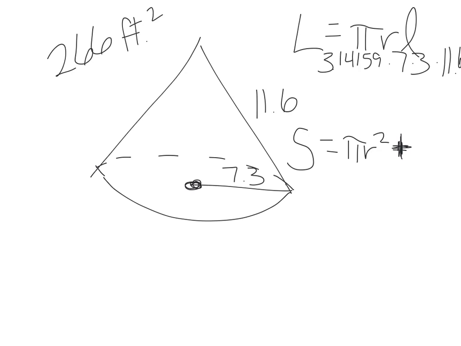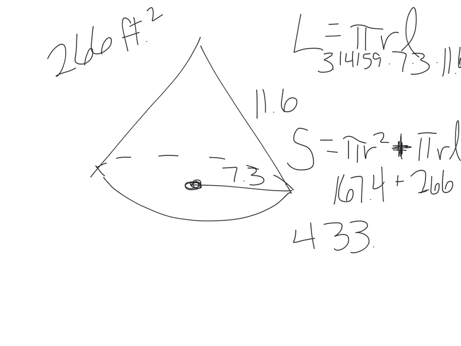Now, for the total surface area, and if I add this here, pi r L, we already know that's 266. All I need to do to that is I need to do pi times 7.3, that is the radius, 7.3 squared equals 167.4, and I add that to the 266, and the total surface area should be 433.4 feet squared.